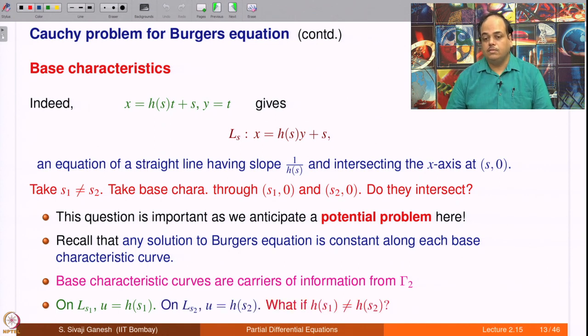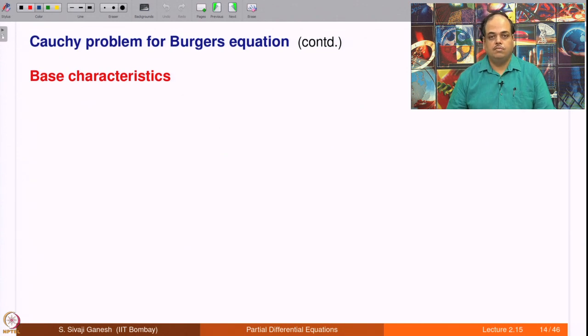What if they are not same? Right? It means conflicting information is reaching at the points of intersection of the base characteristic curves. What will happen there? Solution becomes multivalued, right? If at all you want to say solution. So, there is a trouble at those points. That is why this question is important.